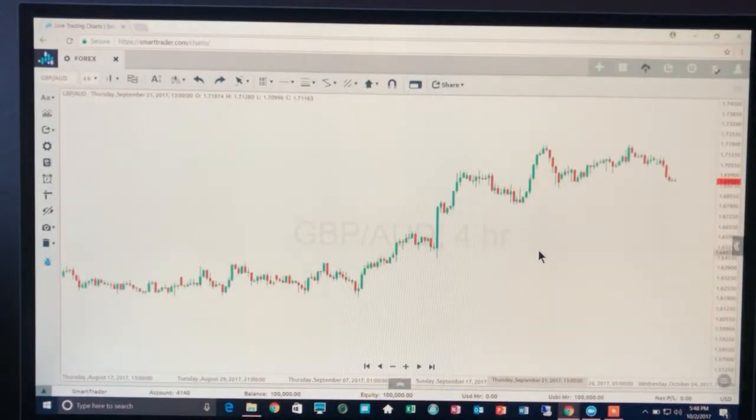In front of you is the Great British Pound against the Australian dollar 4-hour time frame, which means each of these candlesticks represents 4 hours of trading. Now, I'm going to show you firsthand how to identify your up A, B, C, D wave sequence, starting from the lowest point of the trend.